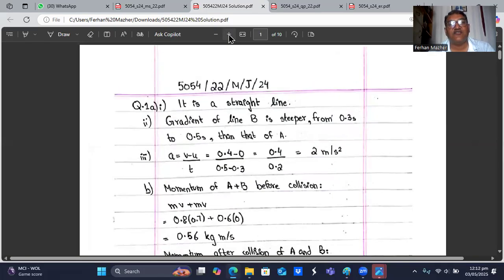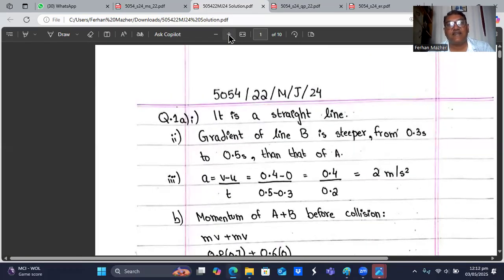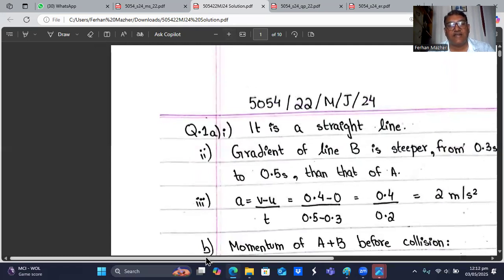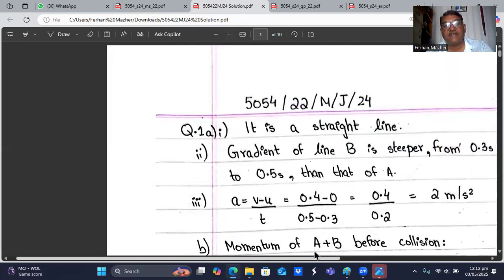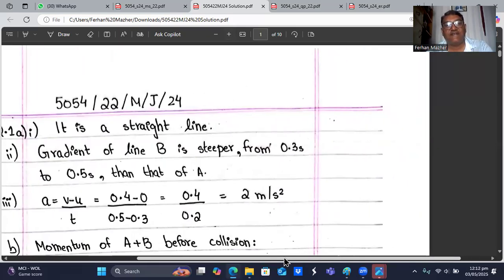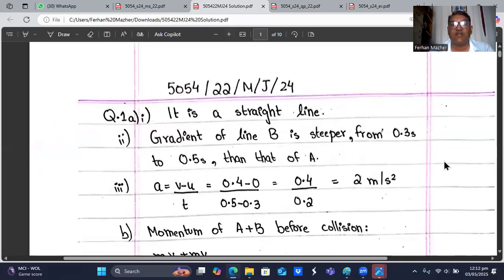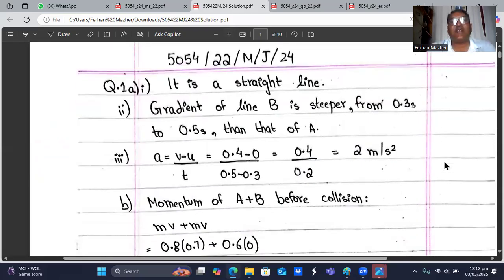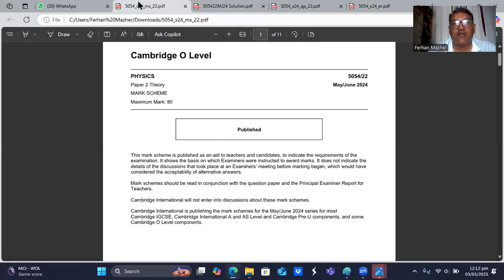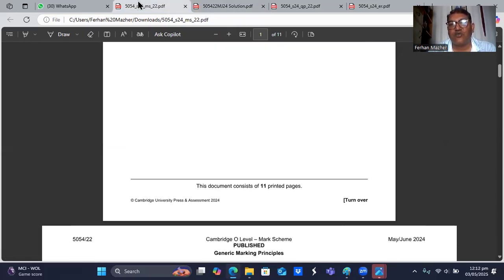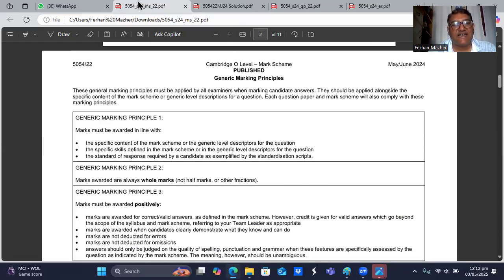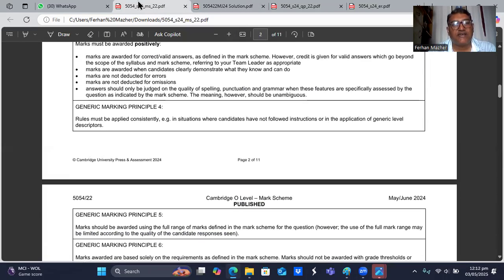This answer is written by one of my students, and we are thankful to Aima for writing these solutions for us. We will see if she has written the perfect answers or she has made some mistakes, and we will discuss them. It's a straight line. She just wrote that the speed-time graph for trolley B is a straight line from 0.3 seconds to 0.5 seconds. I hope you understand.